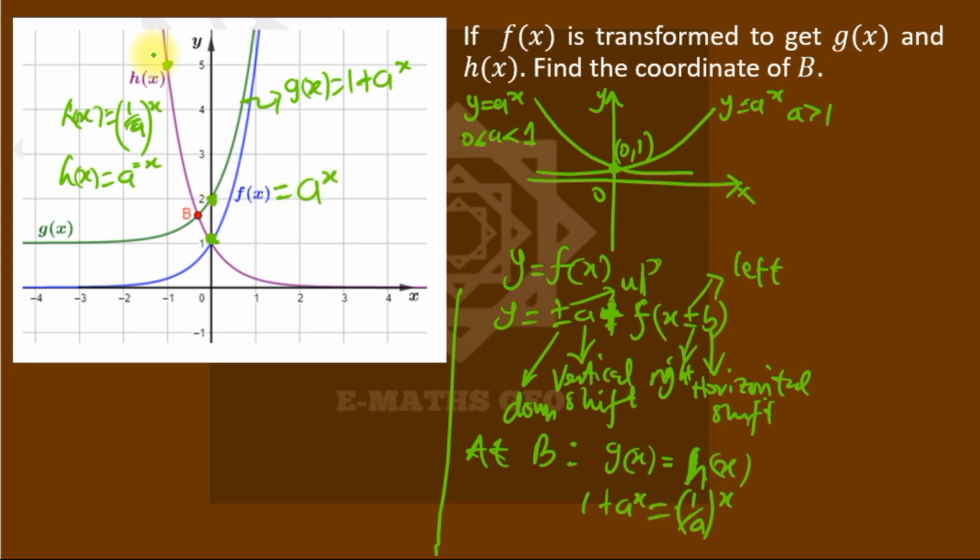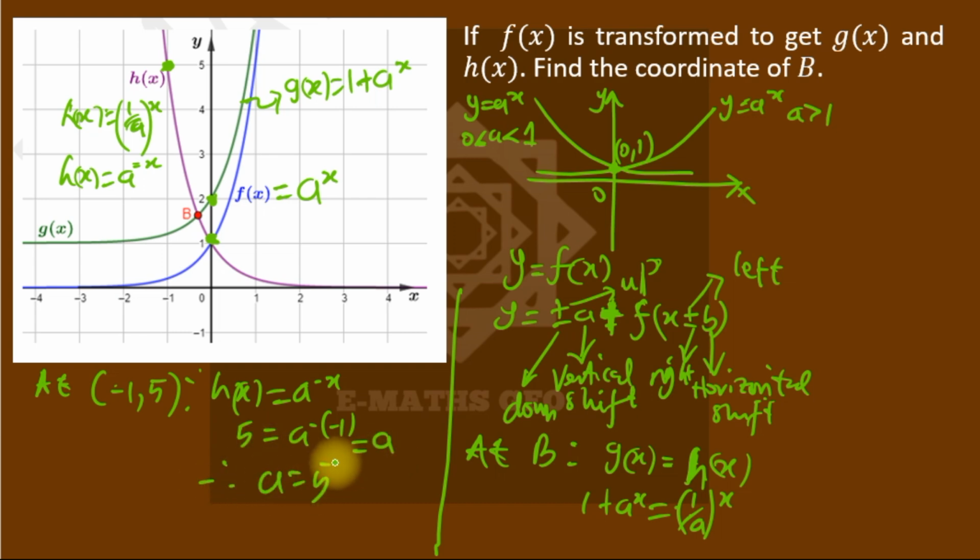How do you get it? That's where we use this point. At (-1, 5), you see that h(x), we know, is a raised to minus x. So at this point, y is 5 and x is minus 1. So here a is 5, therefore a is 5. So let's go back and solve this.